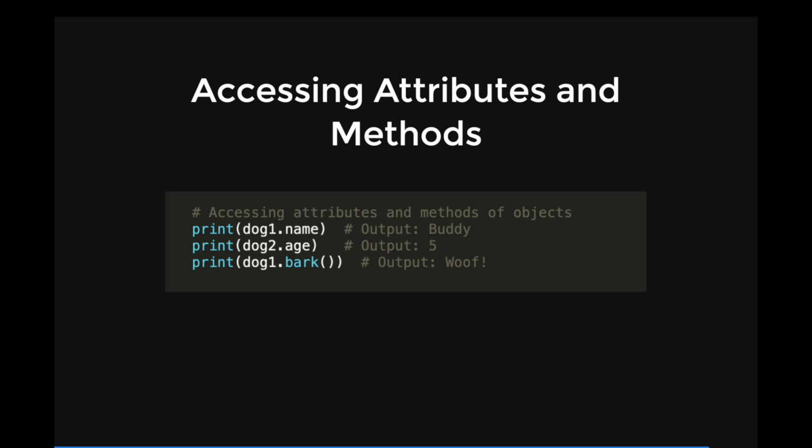Accessing attributes and methods. You can access the attributes and methods of an object using dot notation, object.attribute, or by calling the method directly on the object with object.method and parentheses. In this example, we access the name and age attributes of the dog1 and dog2 objects, as well as call the bark method on the dog1 object.